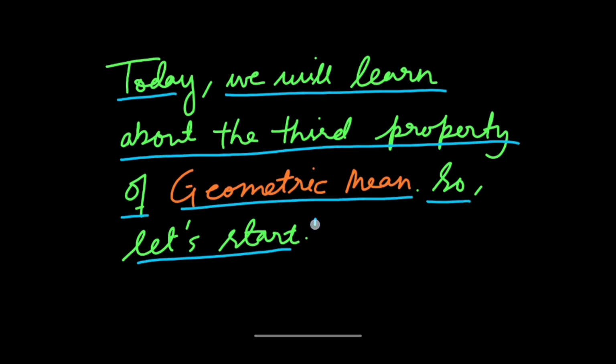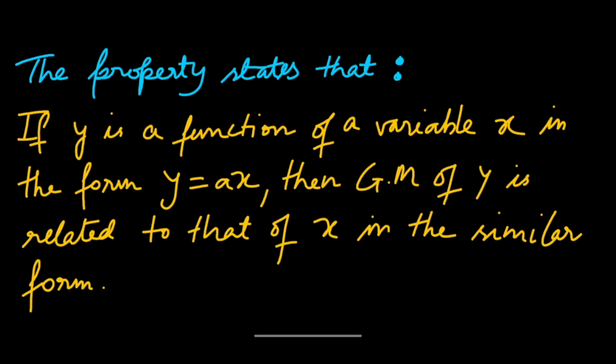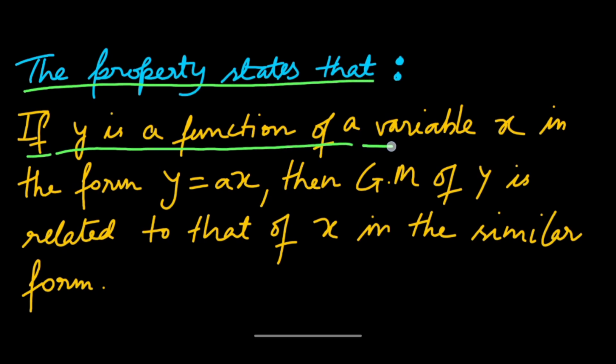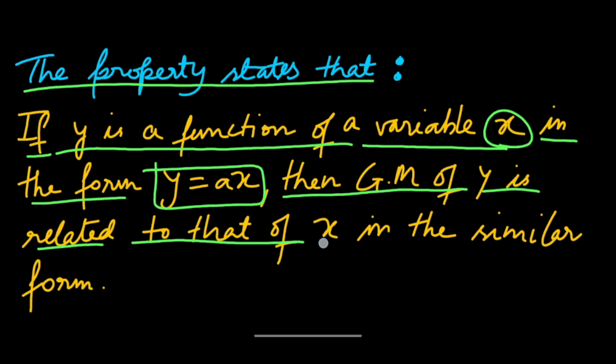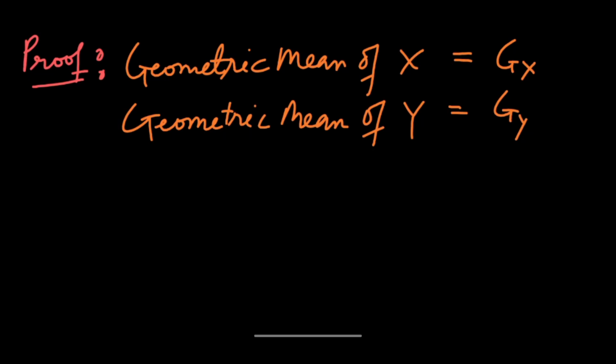So let's start. The property states that if y is a function of a variable x in the form y equals ax, then the geometric mean of y is related to that of x in a similar form. So let's start with the proof.